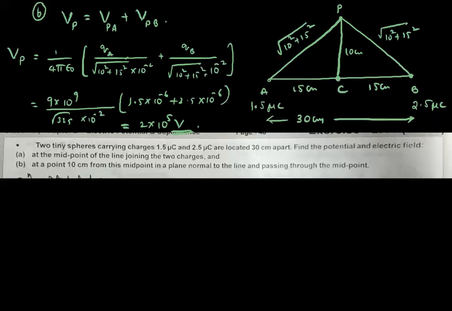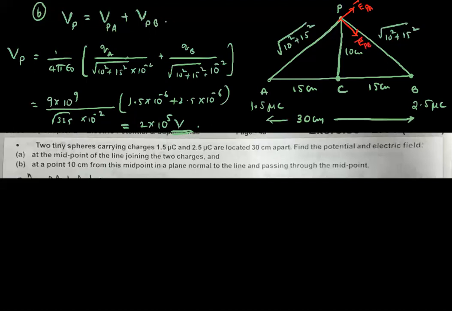Simplification I'm not doing here. Now part B is a little lengthy, and we need to calculate the electric field. To find the electric field, we need to show the directions. Now, what is the electric field at P due to A? This is the electric field at P due to A, and this is the electric field at P due to B.